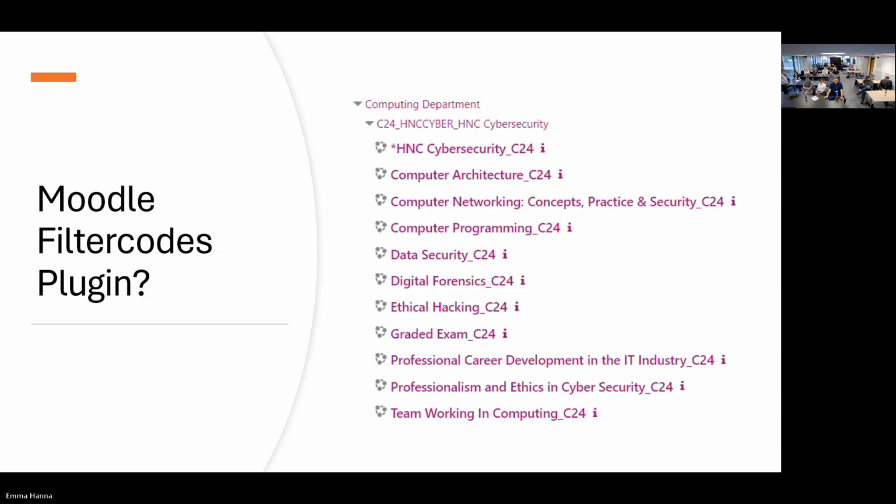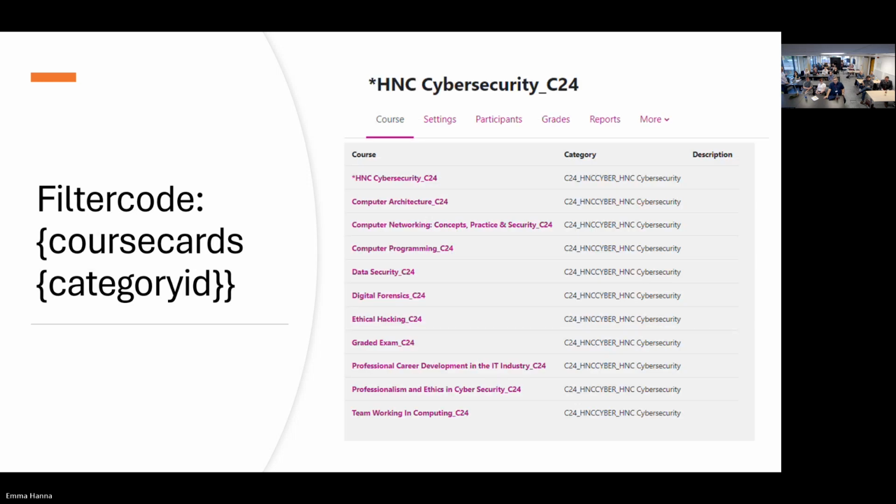As Emma said, we were using filter codes, and we've been using that for a while to produce things like personalization. So we use the filter code course cards category ID, and there's an admin setting in Moodle for when you're using filter codes for this type of filter, and it's a list. So this is what this filter code actually produces. So you can see there's a list.